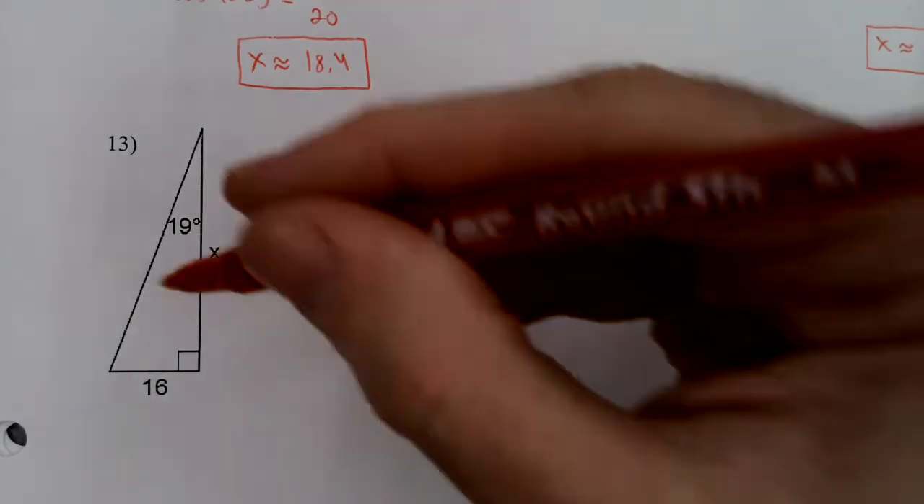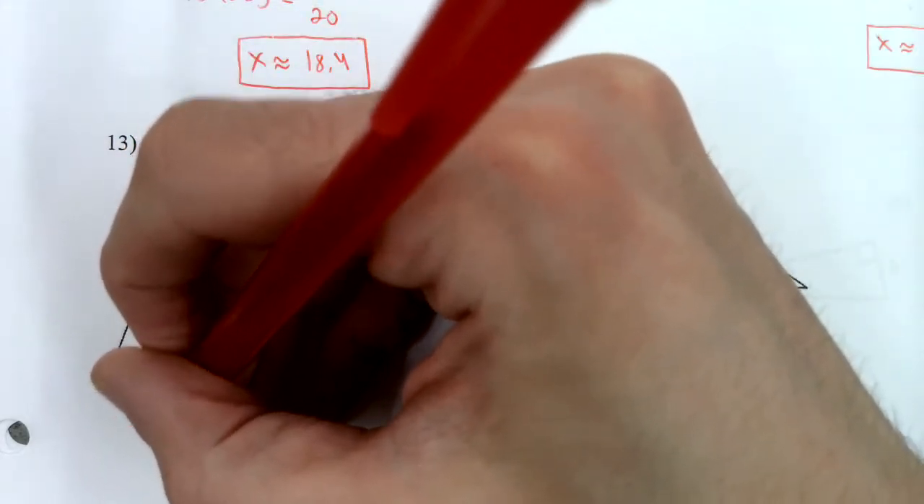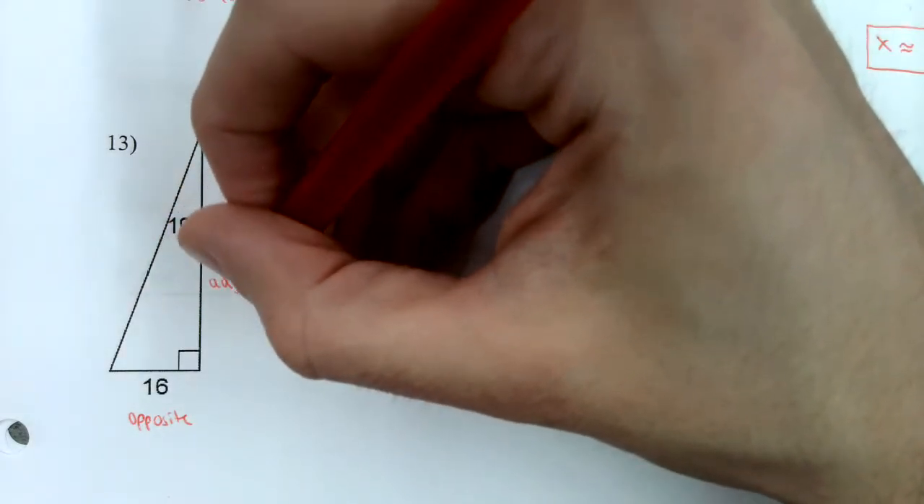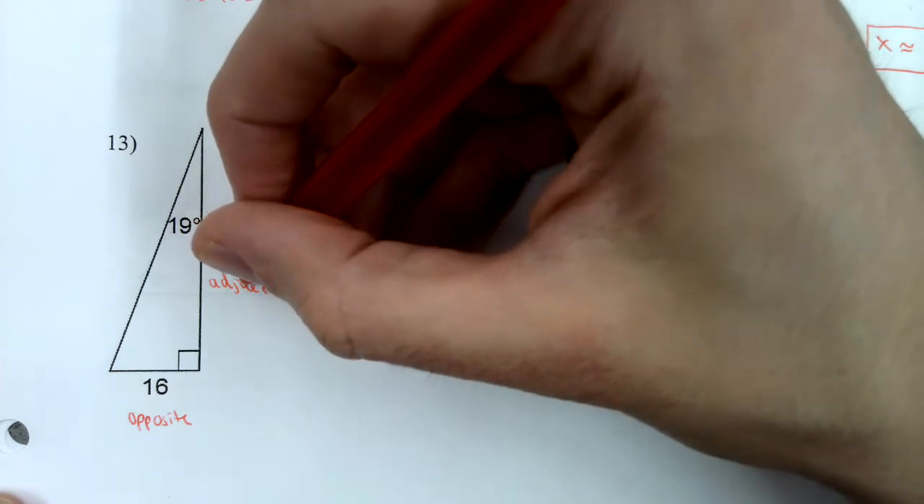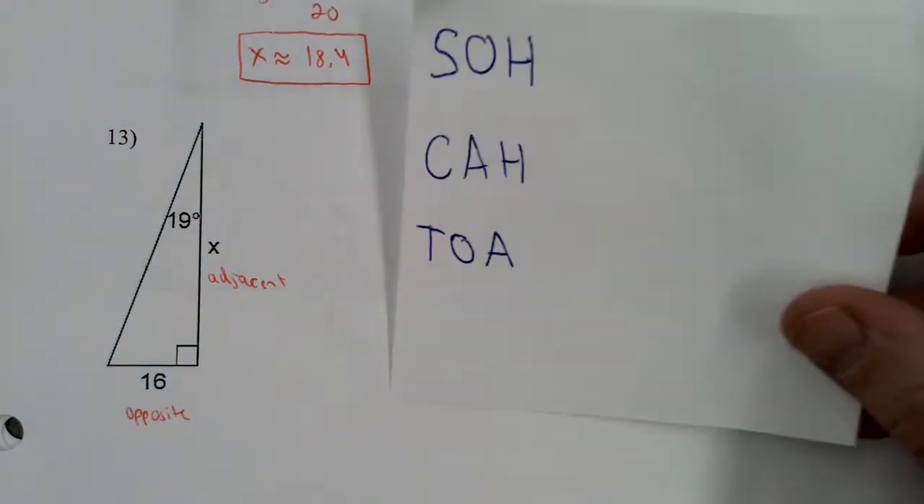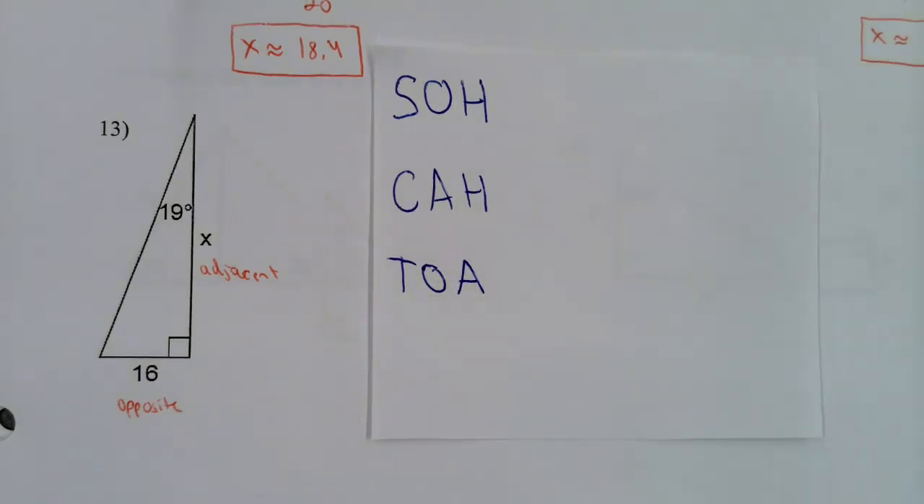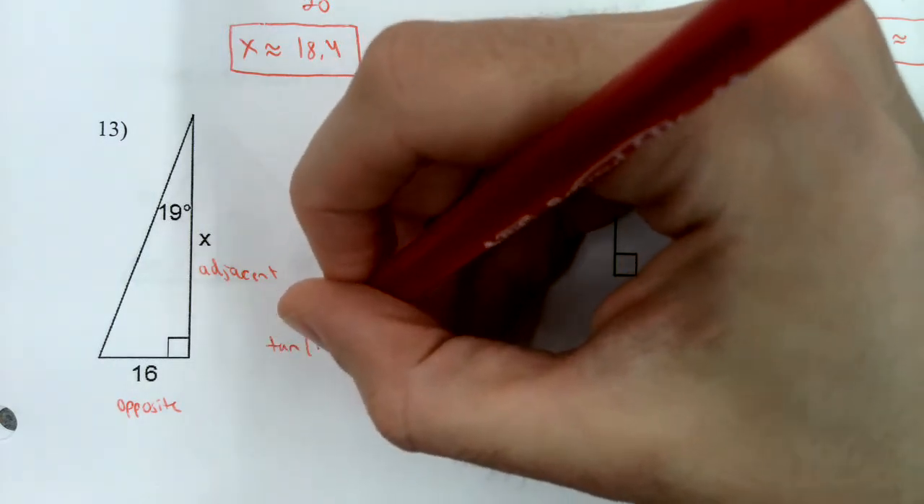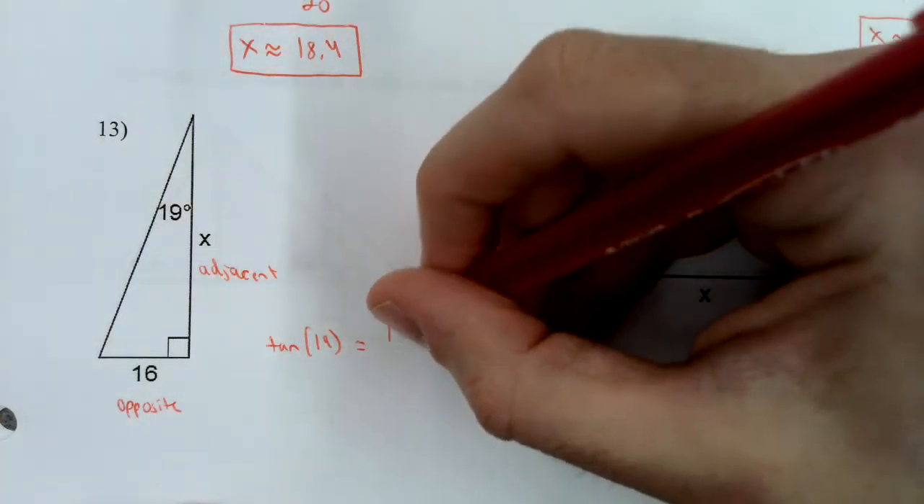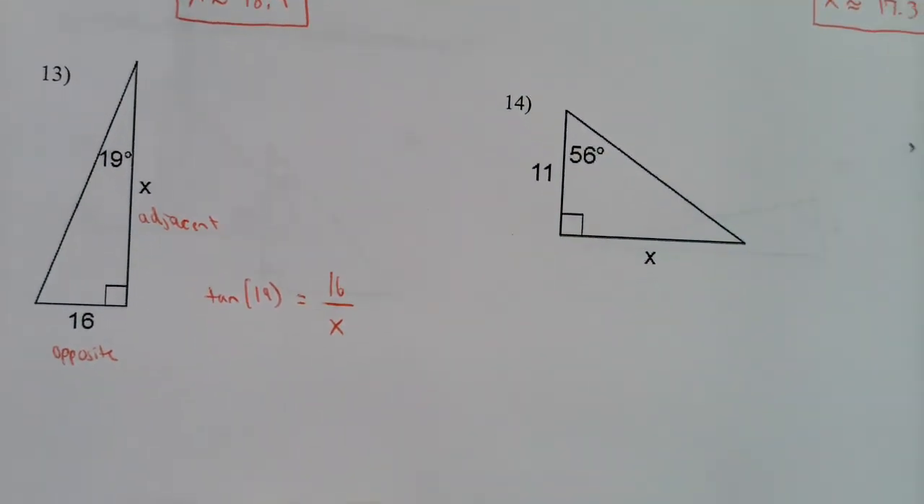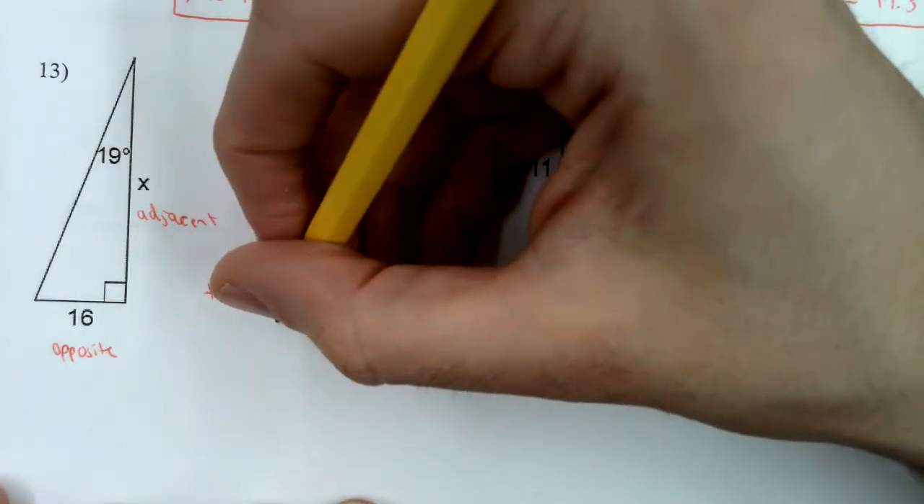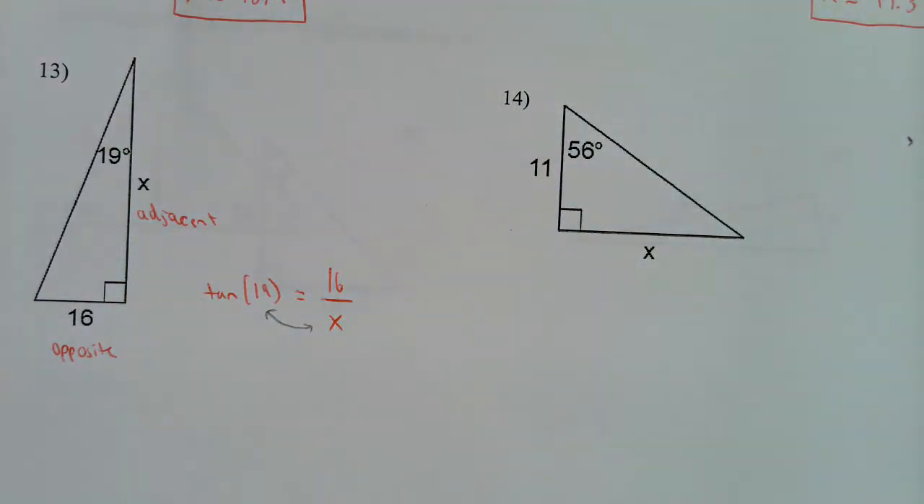Okay, two more. We just did two sines and two cosines, so I set up two more. They're both going to be tangents. So 19 degrees is the angle we're looking at. 16 is opposite that angle, and the x is adjacent to that angle. Opposite and adjacent is tangent. So tangent of 19 degrees equals opposite over adjacent. So solve for x when it's in the denominator, it's going to switch these two around. 16 divided by tangent 19 is what you're going to type in your calculator. Approximately 46.5.